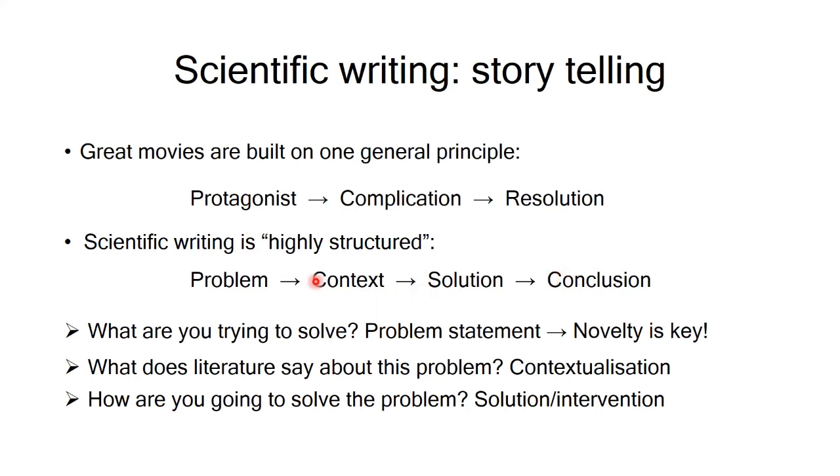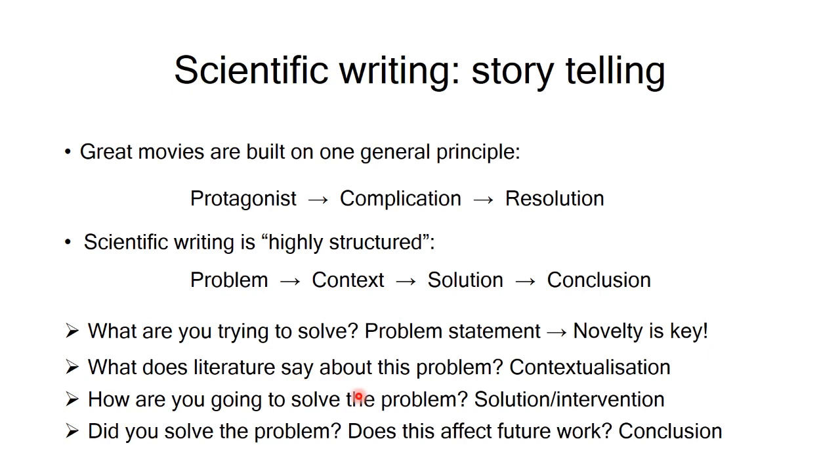So the structure of the scientific writing: we start from the problem, where we discuss the novelty of the problem, and then you go to the context, which is essentially the literature review, and then how you're going to solve the problem. And then you have to discuss all these in so much detail. And you have to be in very plain language.